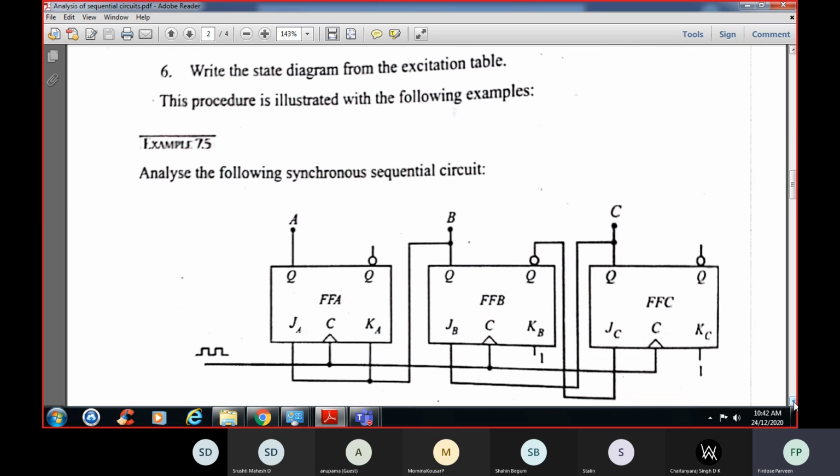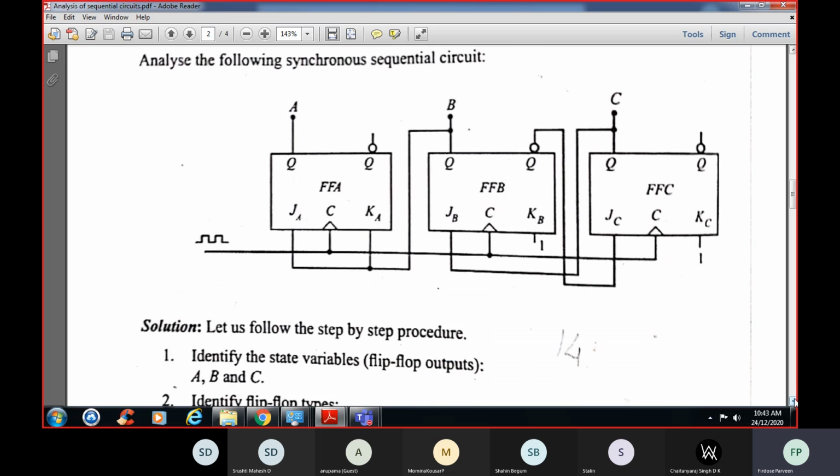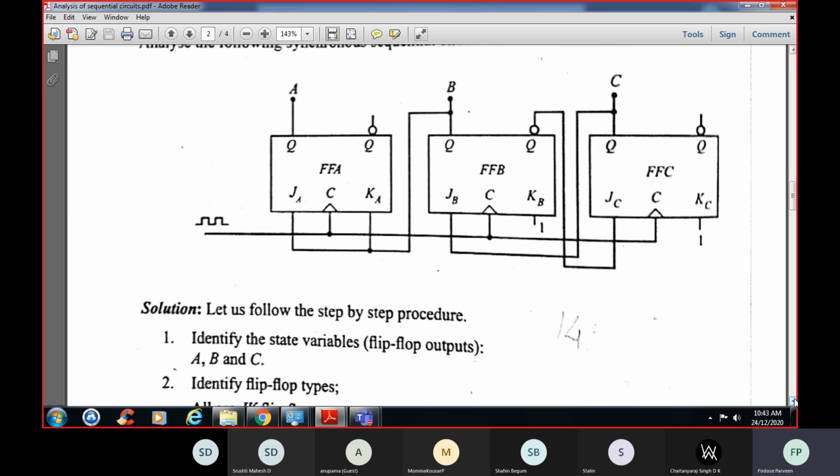So now analyze the following synchronous sequential circuit. Synchronous always means, as I've already told, it is given the same clock pulse at the same time, for one clock pulse. So now what they have told, first step is what? Identify the flip-flop outputs. So what are the flip-flop outputs? It is A, B, C. That is, identify the state variables, which are nothing but the flip-flop outputs, that is A, B, C. This is your first step.